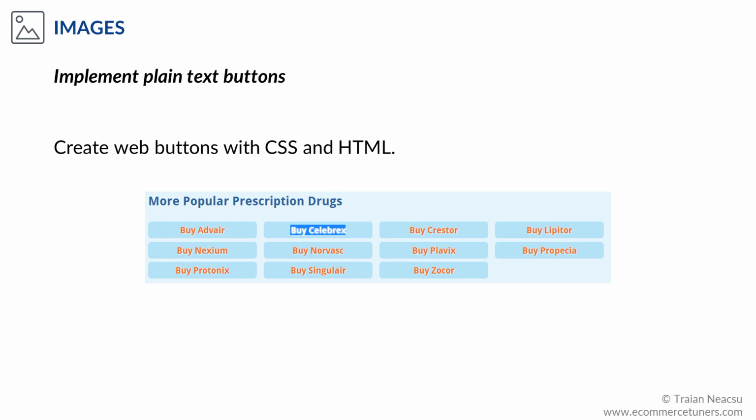In this screenshot, the text on the blue background buttons, such as Buy Celebrex, is plain HTML text that can be selected with the mouse. Since search engines seem to assign a bit more weight to text links than to image alt text, this technique has the potential to increase the relevance of the linked to page.